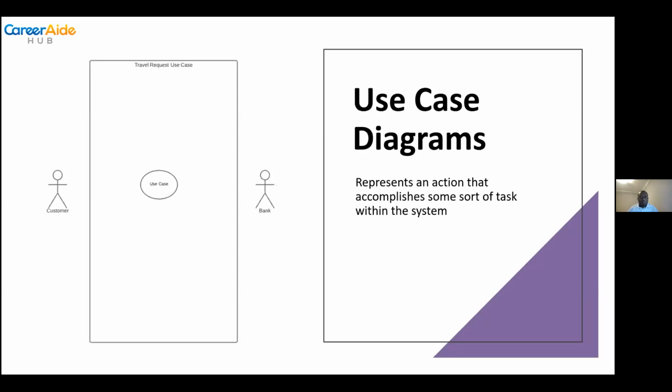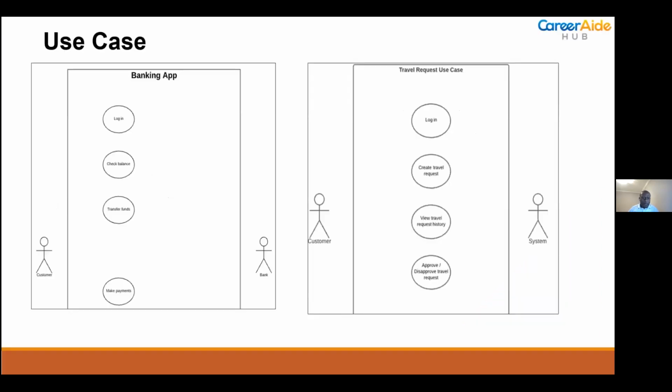For an ATM, a use case could be transfer funds. So there are categories of things that the user wants to do when they are interacting with that system. I'll give an example of a banking app. A use case for a banking app could be login, check balance, transfer funds. For a travel request, it could be create a travel request, view your travel request history. They are just broad categories of things that a user would do when they interact with that system.